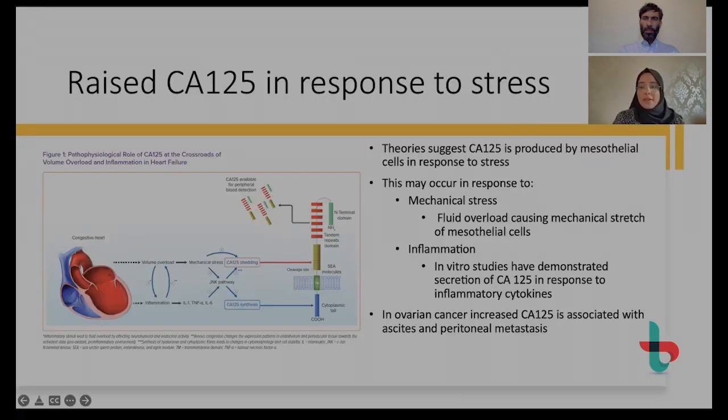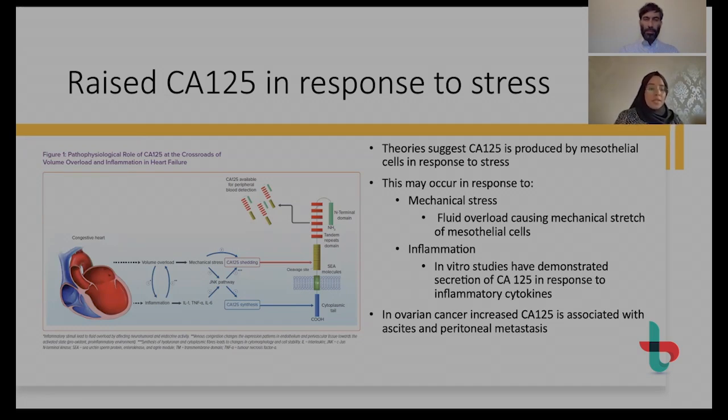So how is CA125 raised in the context of stress? Theories suggest that CA125 is produced in response to mesothelial cells when they are under stress. And this is through two mechanisms. So there is mechanical stress and also inflammatory stress. I think it's best to look at this in the context of heart failure to try and understand this further.